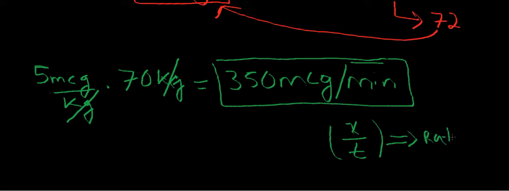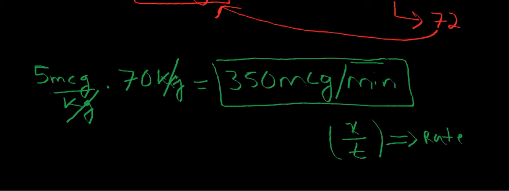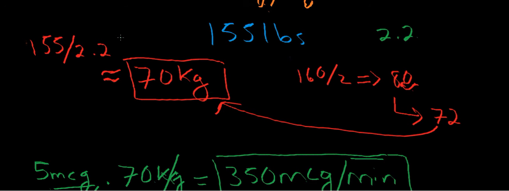For example, when you're thinking about a car, you have miles per hour. This is a rate. Let's think of another rate. If you like physics, meters per second. That's another rate because you have a time on the bottom. So this is pretty much how you would work that using dimensional analysis.